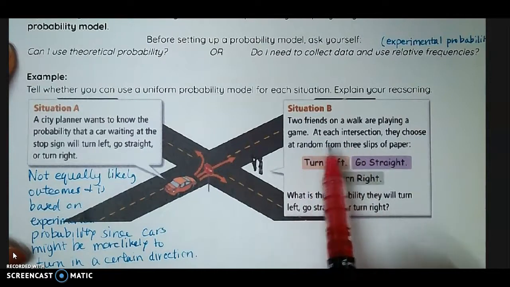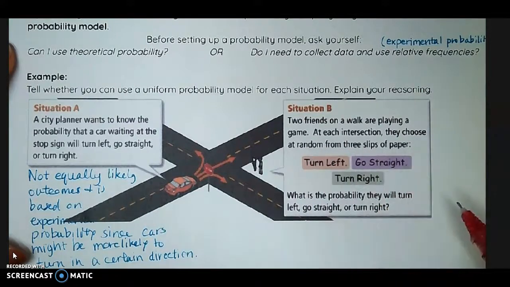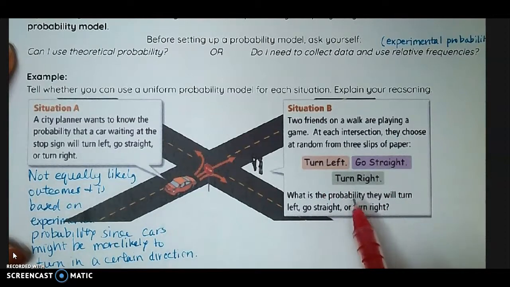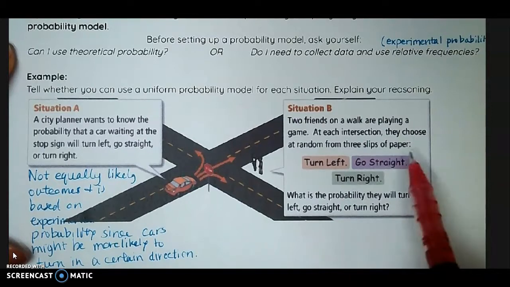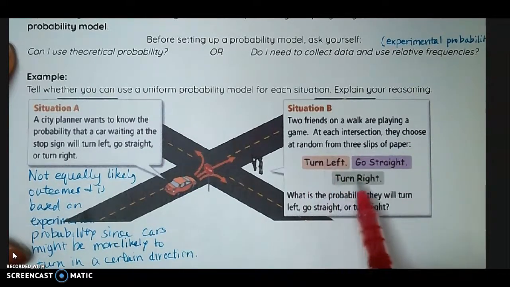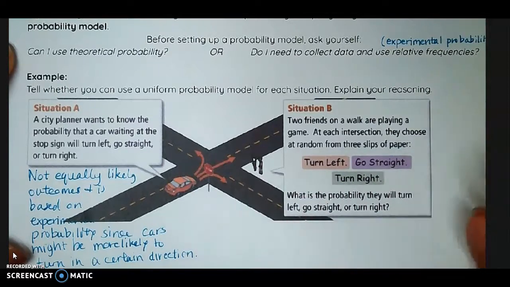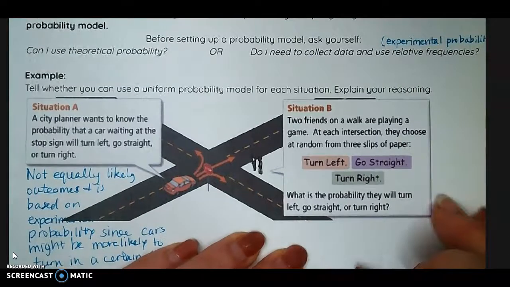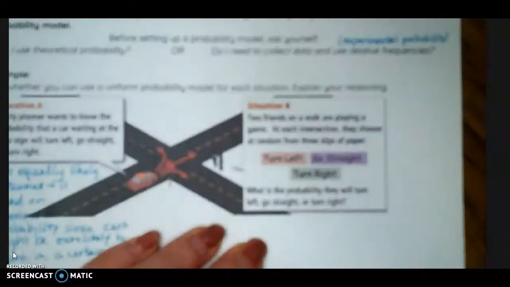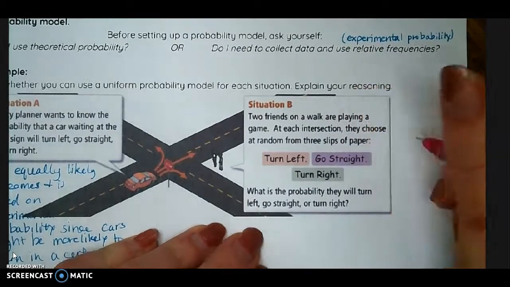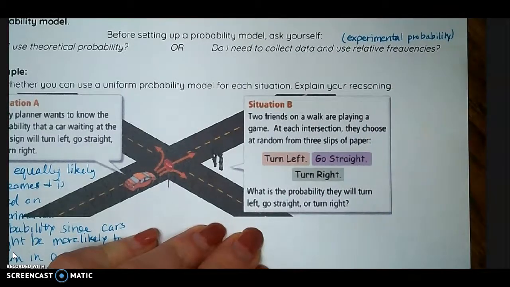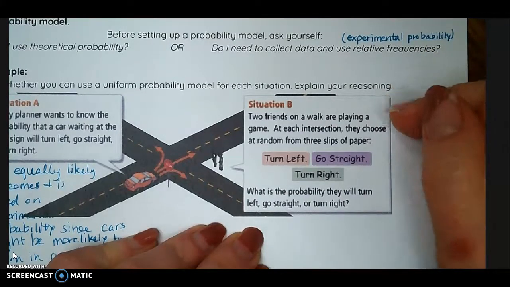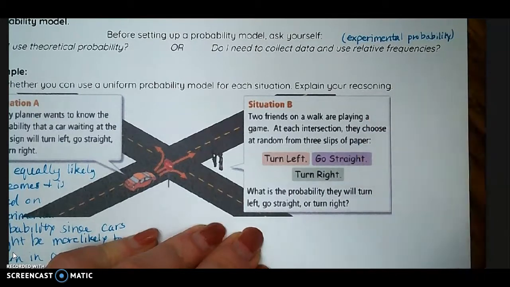In situation B, 2 friends on a walk are playing a game. At each intersection, they choose at random from 3 slips of paper. They can turn left, go straight, or turn right. What is the probability they will turn left, go straight, or turn right? Because all of these are equally likely, there's nothing else determining which way they go except for those 3 slips of paper, then this situation has a sample space. And this can be done as theoretical probability. They would each have a 1 in 3 chance of being chosen each time they put the slip of paper back in. So they always start with the 3, and so each intersection they go to is going to have an equally likely set of outcomes.